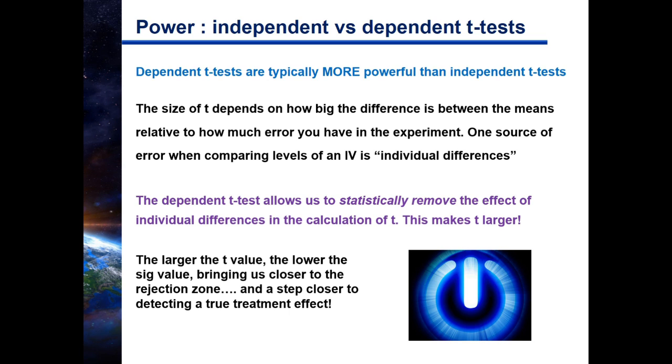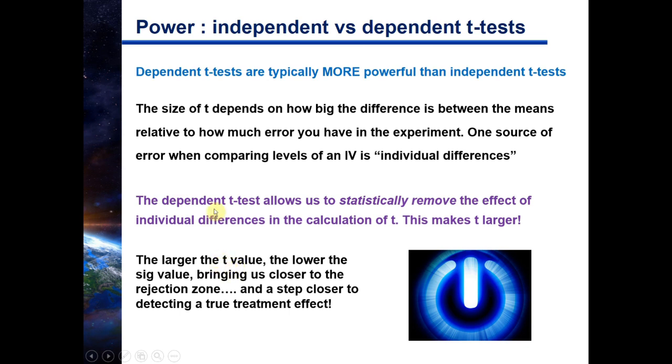Once you reject H0, you have a chance, at least, of correctly identifying a treatment effect. You cannot identify a treatment effect unless you reject H0. That's the first prerequisite: you must reject H0, then you have a chance of falling into that 1 minus beta area where you would correctly reject H0. So we want larger t values. T is just the test statistic for the t-test. We want these to be large.